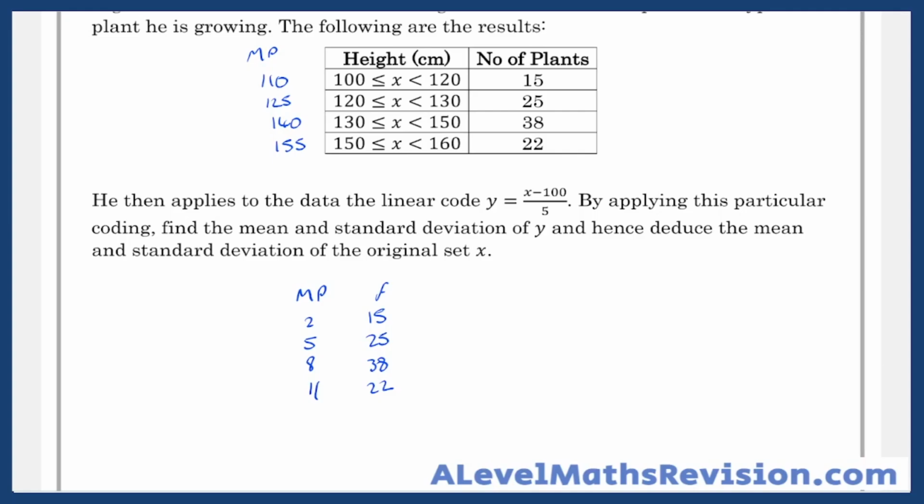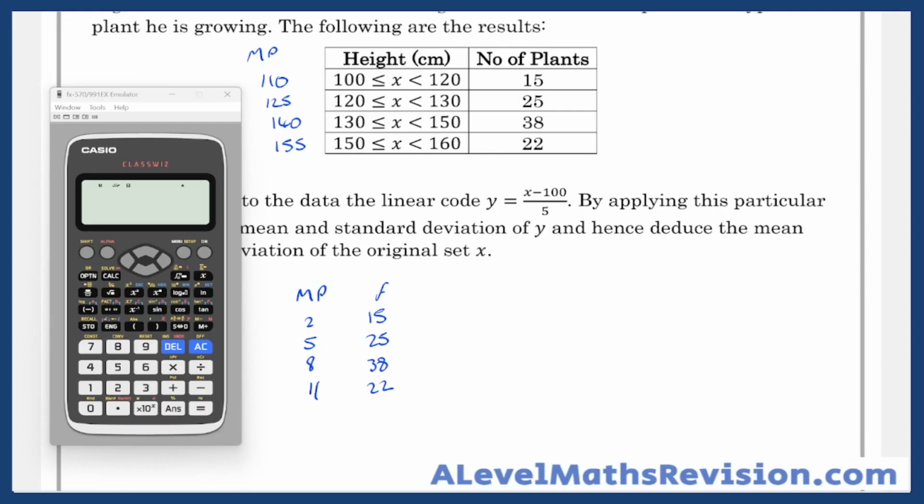Admittedly, this is a bit of a contrived question because we could have just put the original set into the calculator and had done with it. But I really want to test you on your knowledge of linear coding. Therefore, going the roundabout way of doing this is the more sensible way of doing it for understanding. So let's find the mean and standard deviation of this set here.